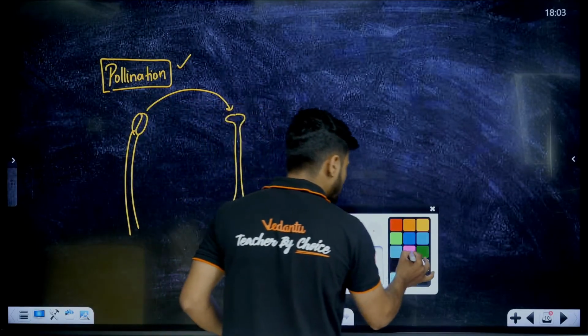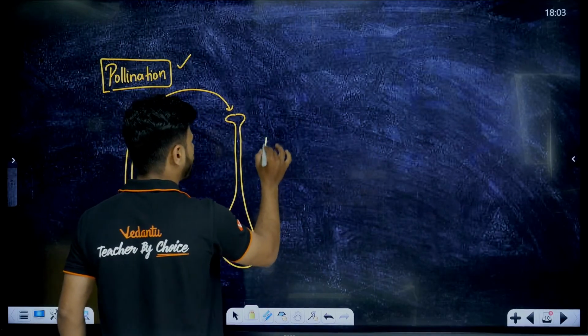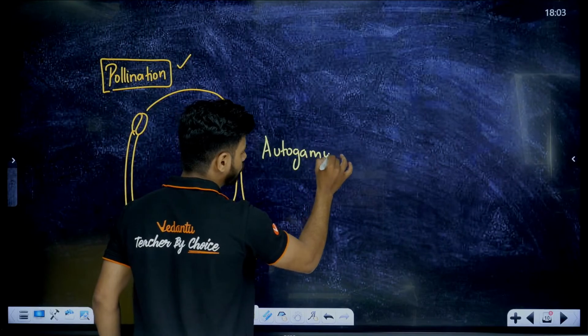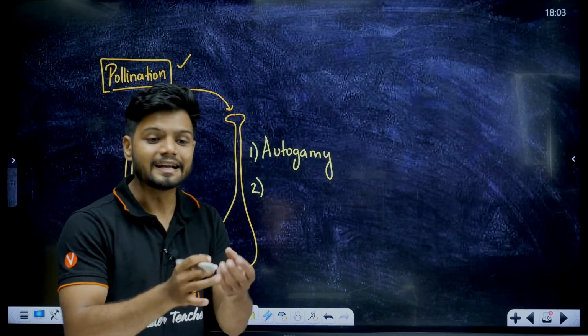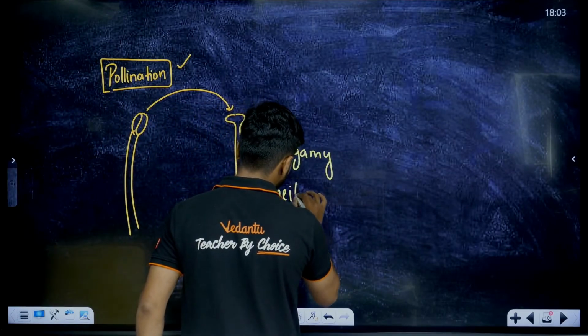Now students, let me write down a few extra points for you. Under pollination, we have something called autogamy. We also have something called geitonogamy.